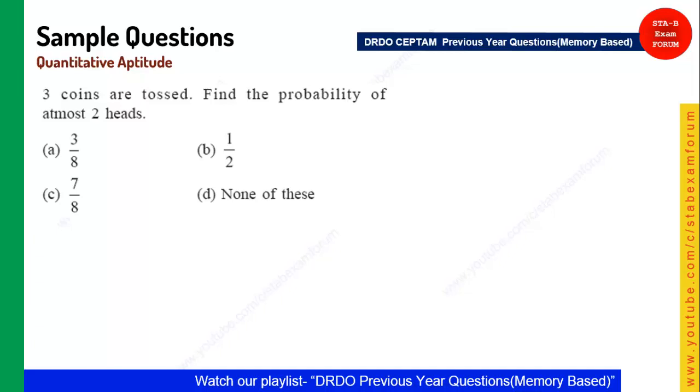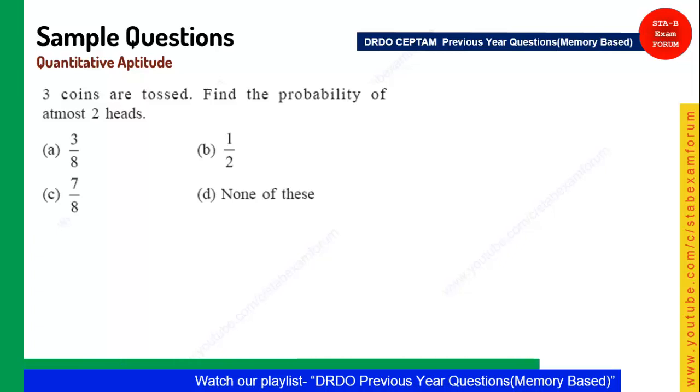A very good question from the probability. In the last CEPTAM, 2-3 questions have come from probability as well. Let's see this question. So 3 coins are tossed. Find the probability of getting at most 2 heads. Okay, so let's see. Let's first make a sample space of it.